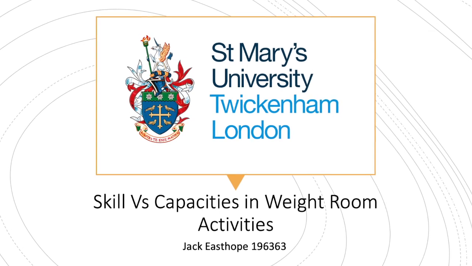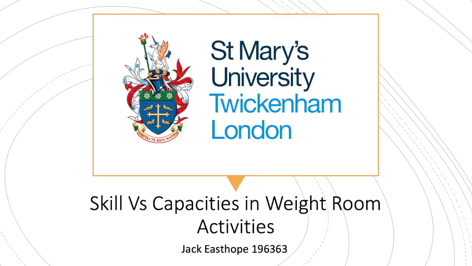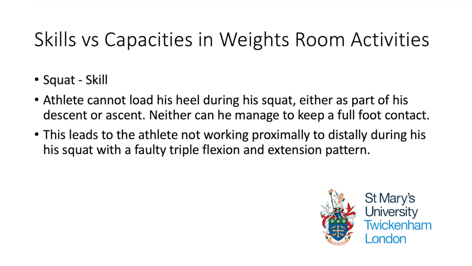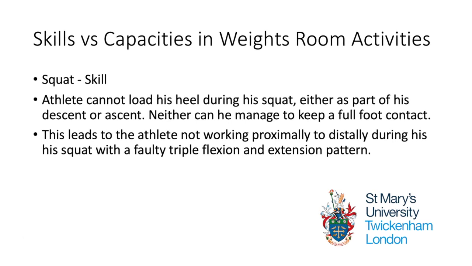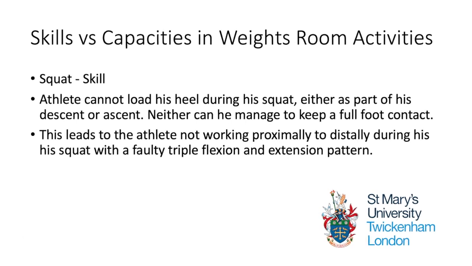Today I will be taking you through some examples of differences between a lack of skill and a lack of capacity within exercises executed in the weights room. The first example will be of an athlete displaying a lack of skill during his squat.